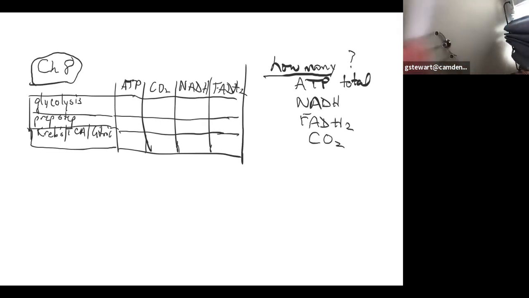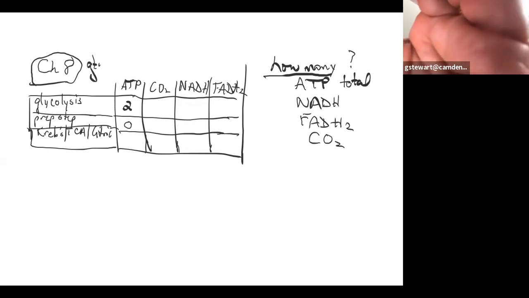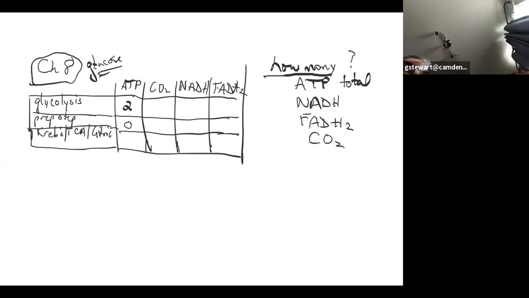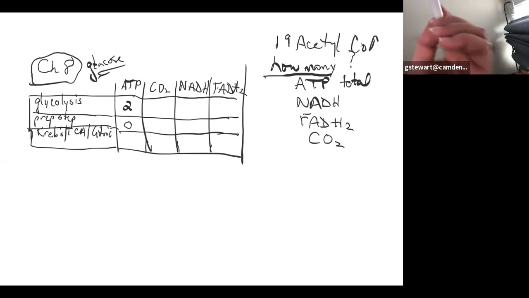So we know, just as a refresher, we go through glycolysis, we net 2 ATP, right? The prep step, we don't make any ATP directly. The Krebs cycle, and this would be if we're starting with glucose. So this is a little tricky because we've got 19 acetyl-CoA molecules that we're trying to follow. But if you had this chart in front of you, you could remember that if I start with glucose, I have to go around the Krebs cycle twice. So that's going to give me 2 GTPs that are going to be converted to ATPs in the Krebs cycle.